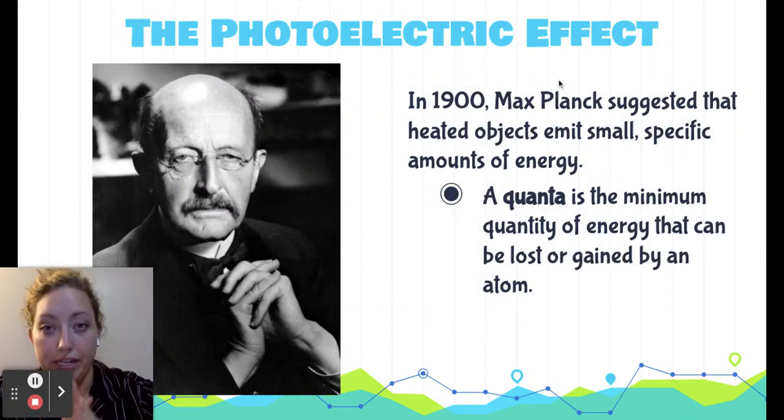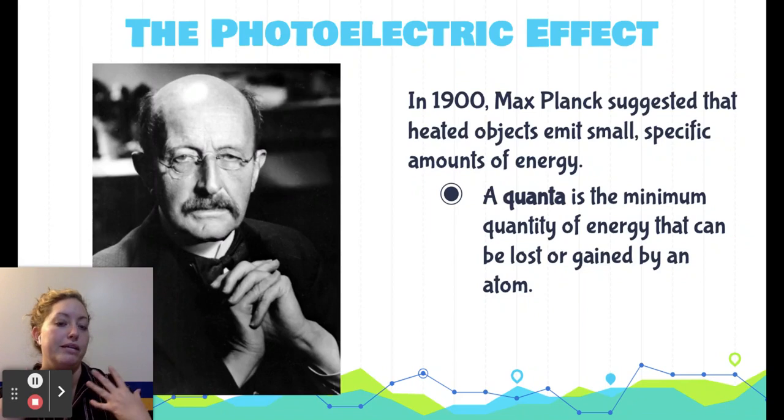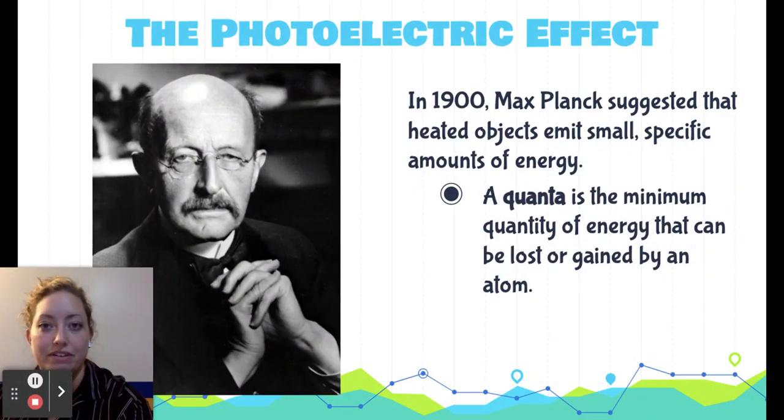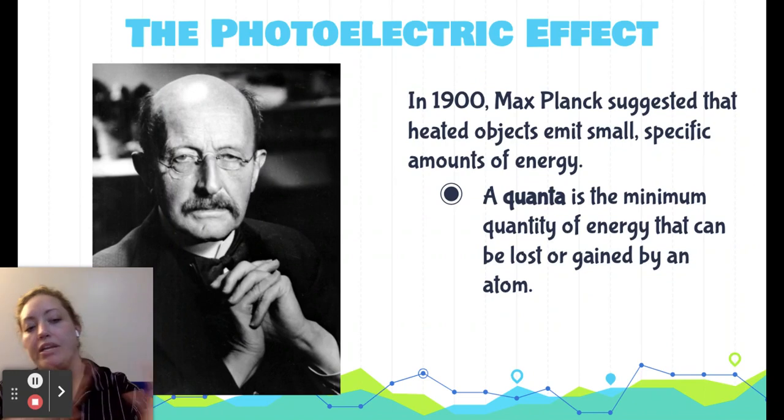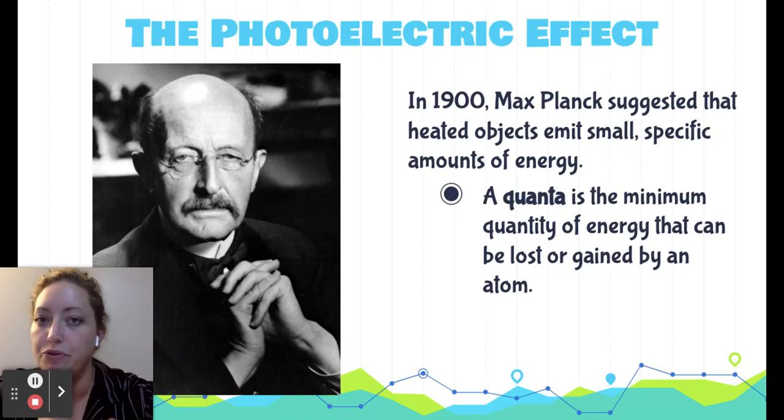In 1900, Max Planck is the person who figured out that the photoelectric effect was something that happens. What he's known for is this term called a quanta. A quanta of energy is the minimum amount of energy it takes to cause the photoelectric effect to occur. It's how much energy can be gained or lost by an electron, depending on how it's moving inside of your atom.